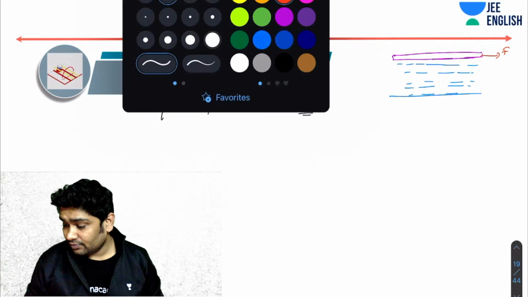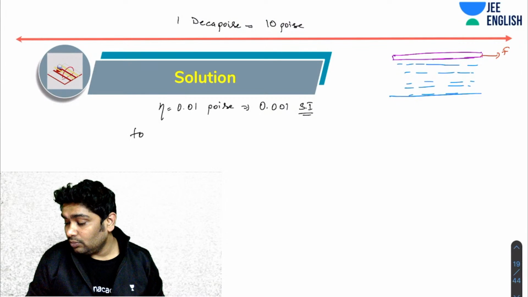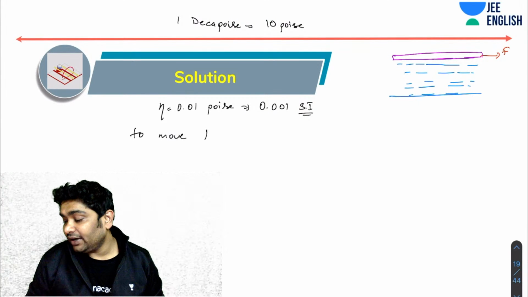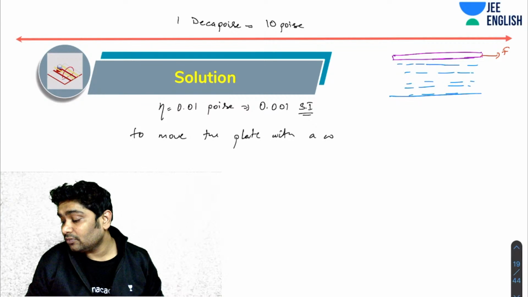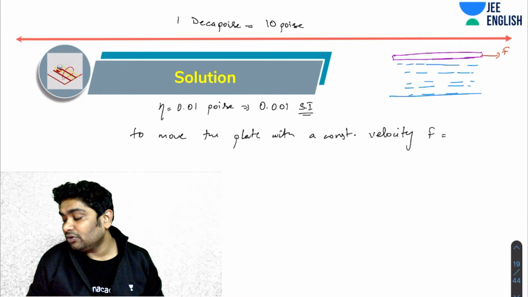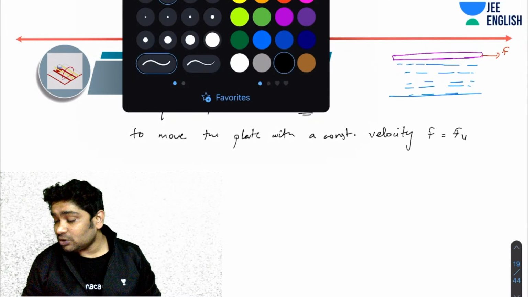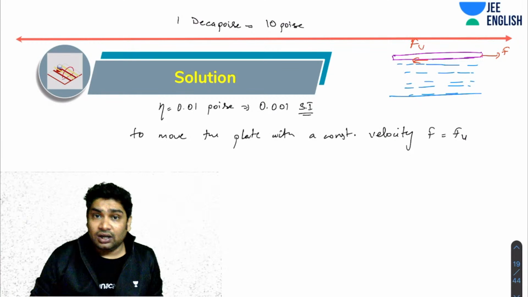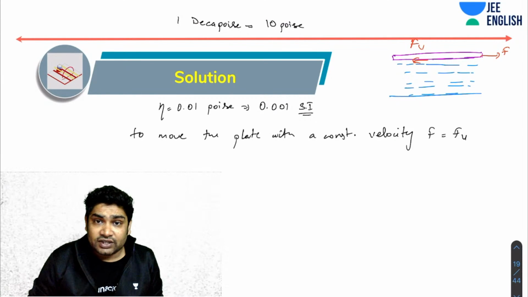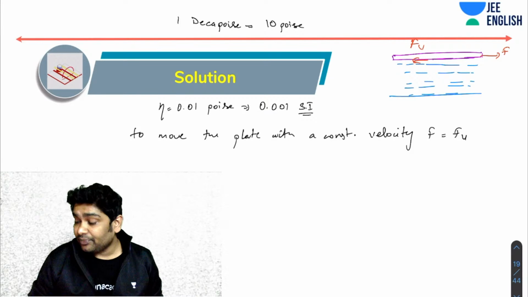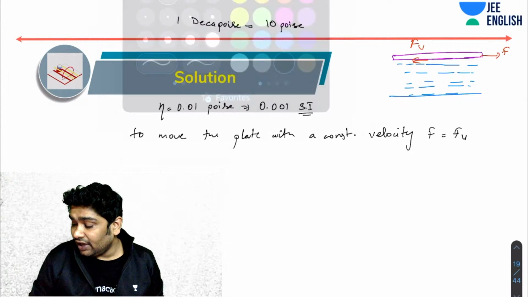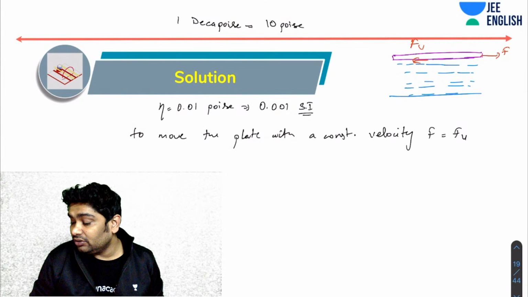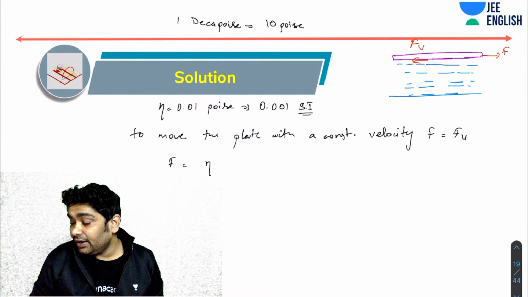To move the plate with a constant velocity, F must be equal to the viscous force, because this plate will feel a viscous force in the opposite direction. The lower layers of the liquid would apply a viscous force on this, which would try to retard its motion. So the value of F would be equal to neta A dv over dy.